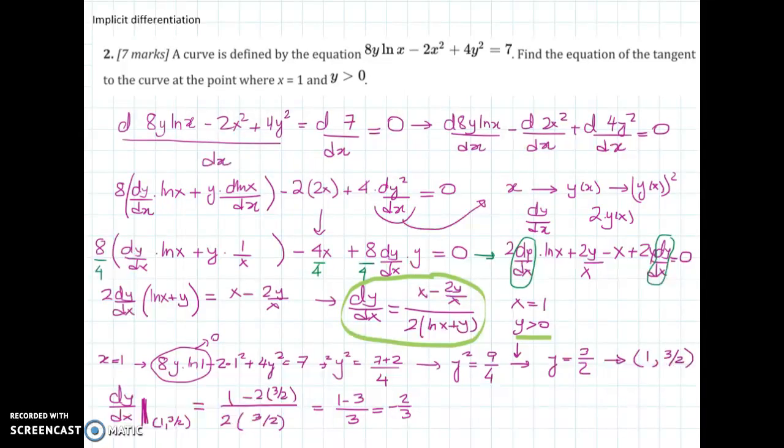Now, what were we trying to find? We were trying to find the equation of the tangent at the point (1, 3/2). So now we have all the information we need to write the equation of the tangent. I'll write it in the point slope form. y minus 3/2 has to be minus 2/3, so the slope, times x minus 1. And that was what we were trying to find.